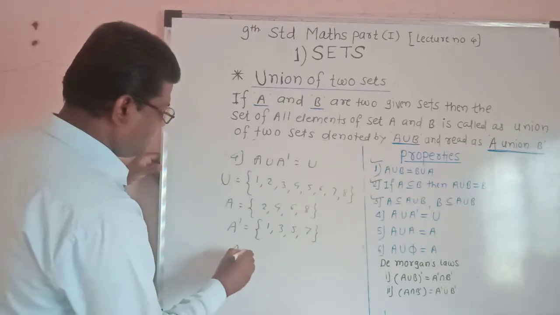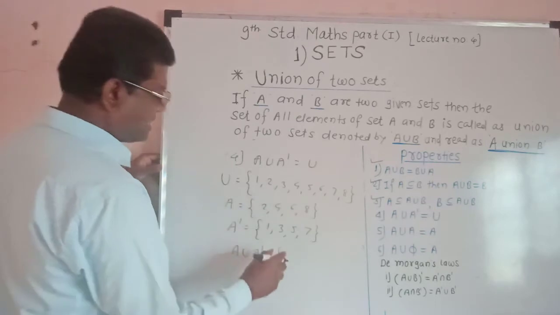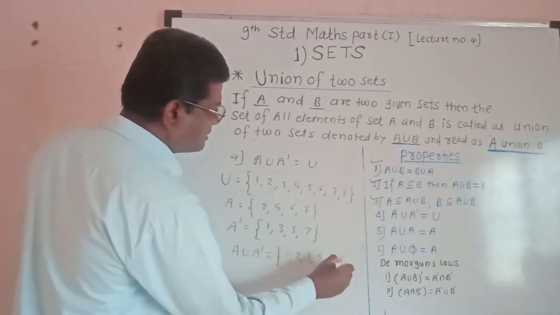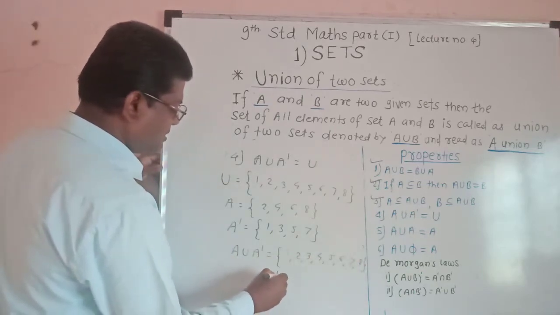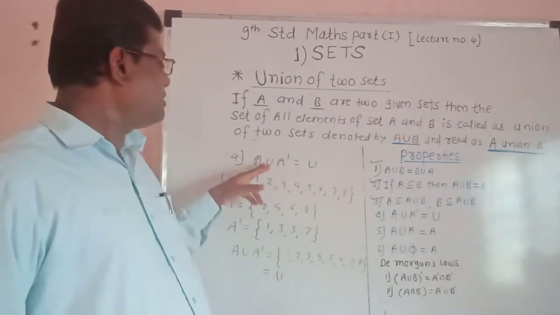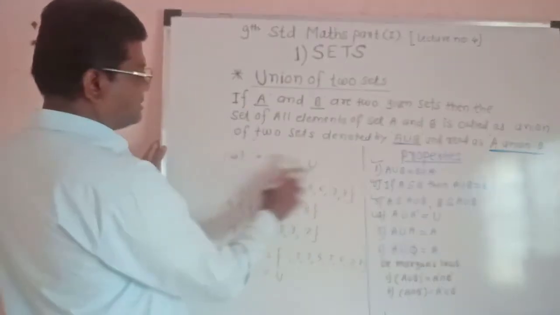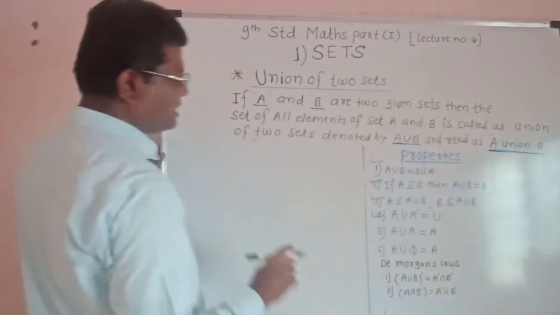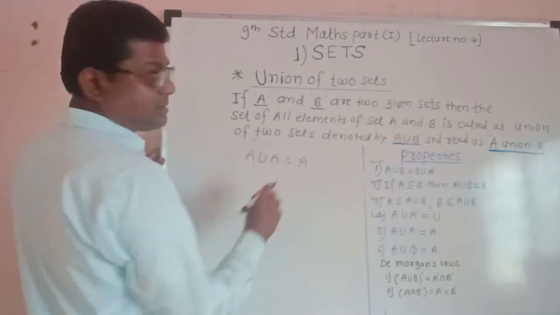From this, A union A dash, that is the union of these two sets, will be 1, 2, 3, 4, 5, 6, 7 and 8, and this union is nothing but the universal set. Therefore we can write A union A dash is equal to U. Now property number 5 is A union A is equal to A.